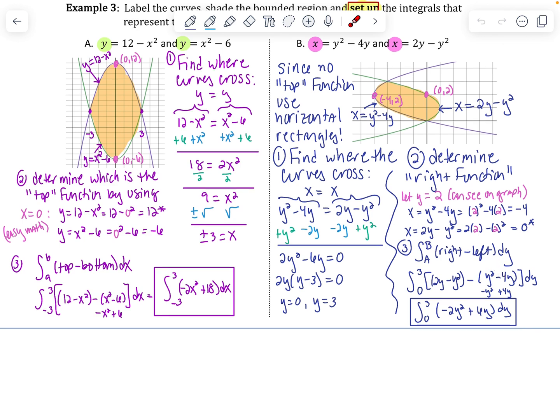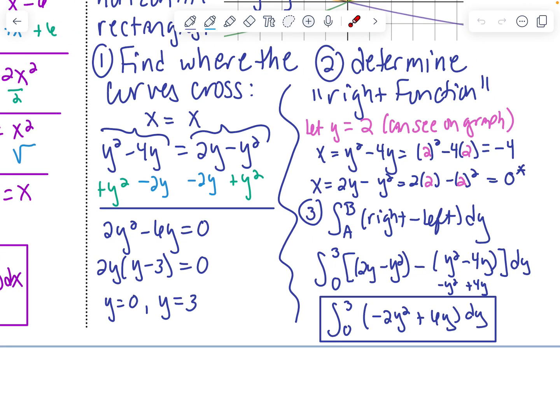I'm going to distribute that negative sign so that I have a minus y squared and a plus 4y. Combining like terms will give me a negative 2y squared, a positive 2y, and a positive 4y is a positive 6y. I've got y's as my variable, so I'm integrating over the y variable.